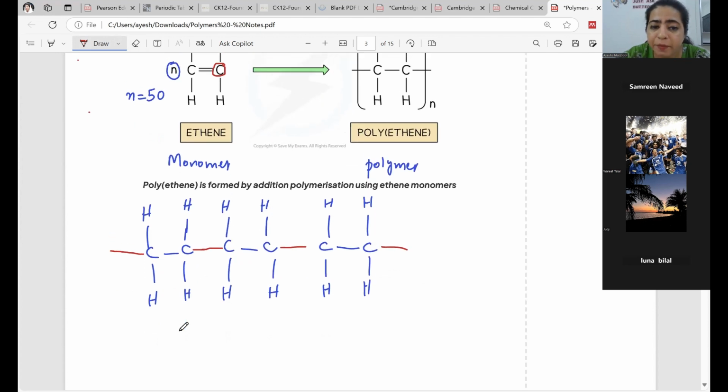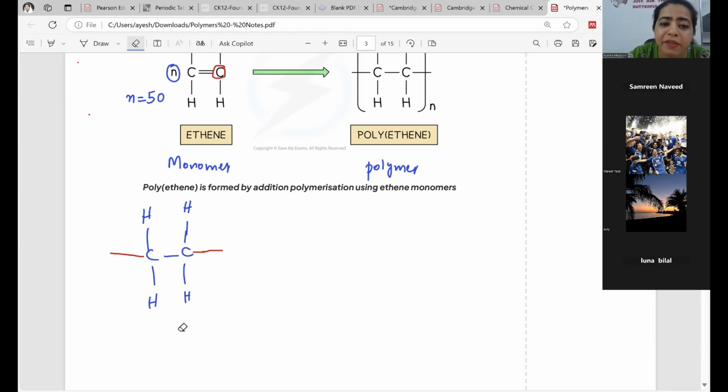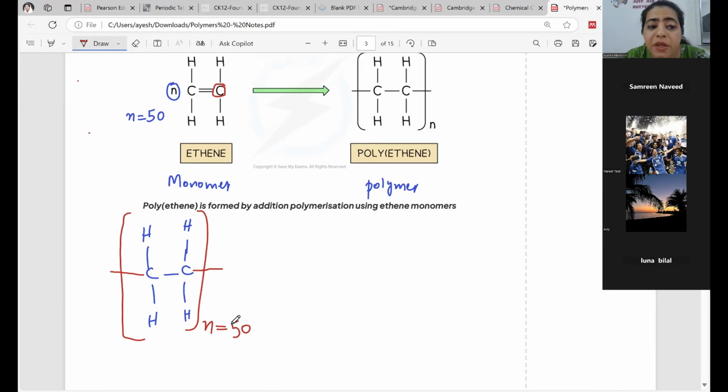And then, okay, let me just remove the other three. We can just make it one time and then break the double bond, extend the single bonds on both sides till here, and then just add a square bracket on both sides, and put the same number n. Let's say your n number is 50. We will put the number 50 over here to the bottom right of the bracket. It means this part inside the bracket will keep on adding 50 times to make a polymer.